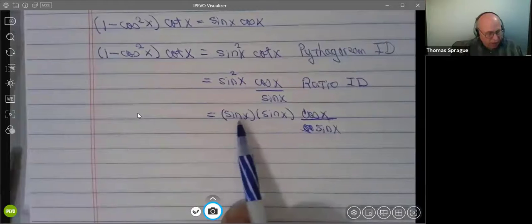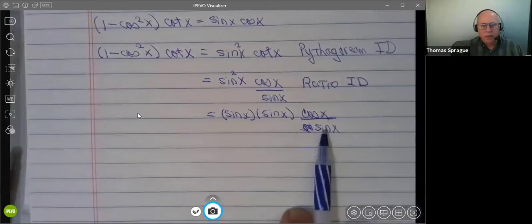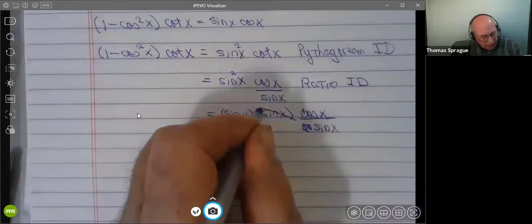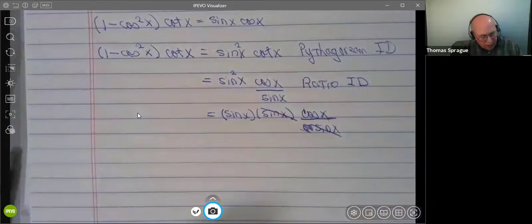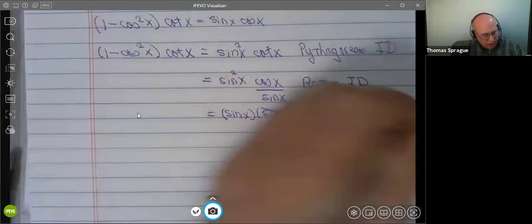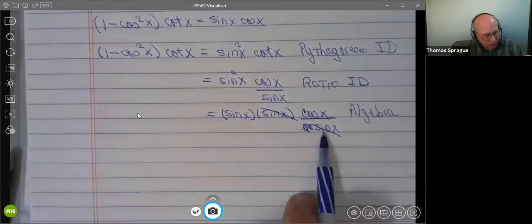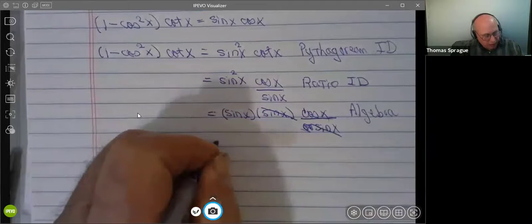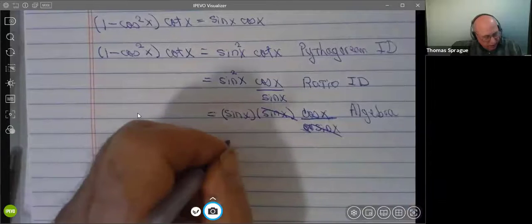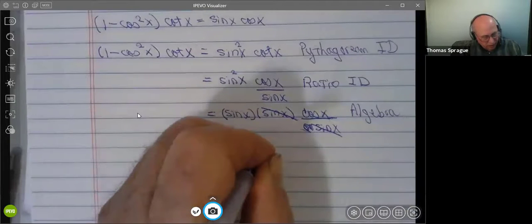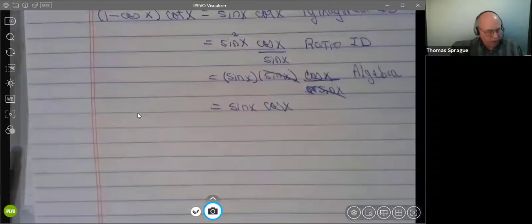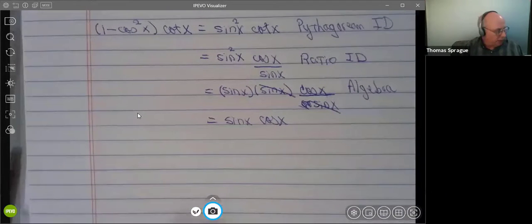Okay, so what I've done so far is nothing. I've just rewritten the meaning of this, but the idea is that this sine will cancel with one of those, and so I would call this algebra. Sine of x divided by sine of x is 1. Then what am I left with? Sine times cosine. So that's my proof, and that's probably what I would do.